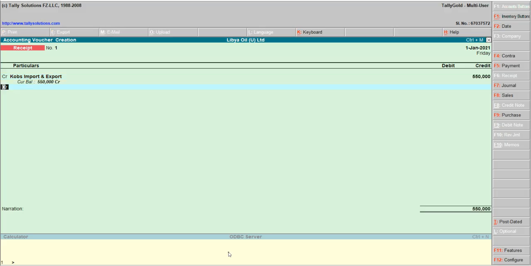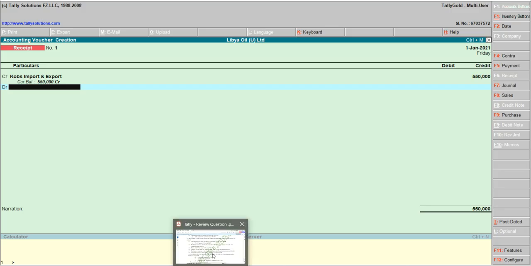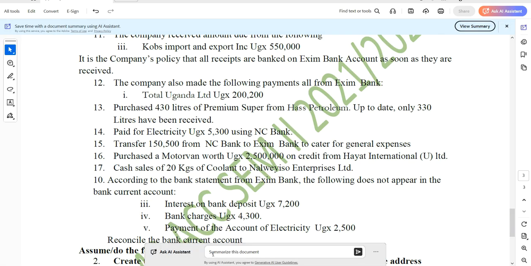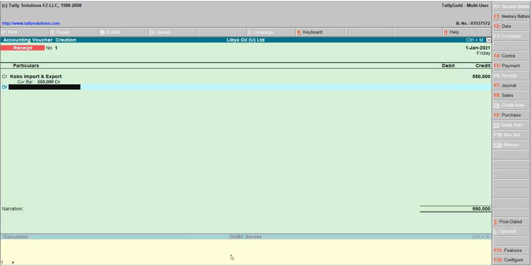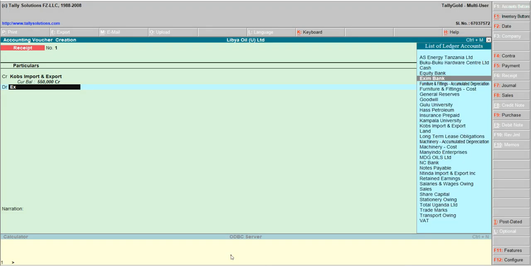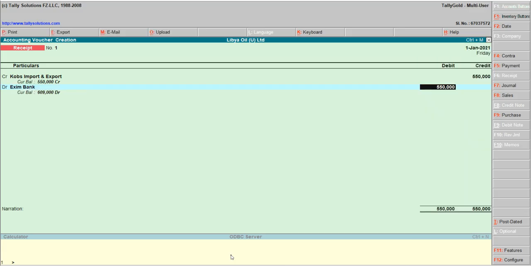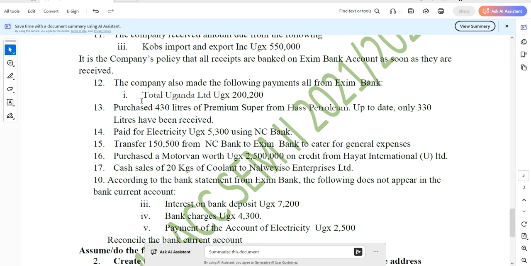550,000. They are telling you in the question that it's the company's policy that all receipts are banked on the Exim Bank account as soon as they are received. So this money will be debited on the Exim Bank account. Ignore, enter, accept. What's the next transaction?